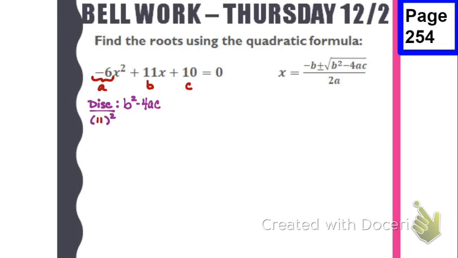So what are we squaring? 11. Minus 4 times what? -6 and 10. We have to follow order of operations now as we're doing this. Order of operations says what part comes first? Yes, exponent, squaring 11. 11 squared. What does it mean to square something? Times it by itself. What is 11 times 11? So I have 121 minus 4 times -6 times 10.